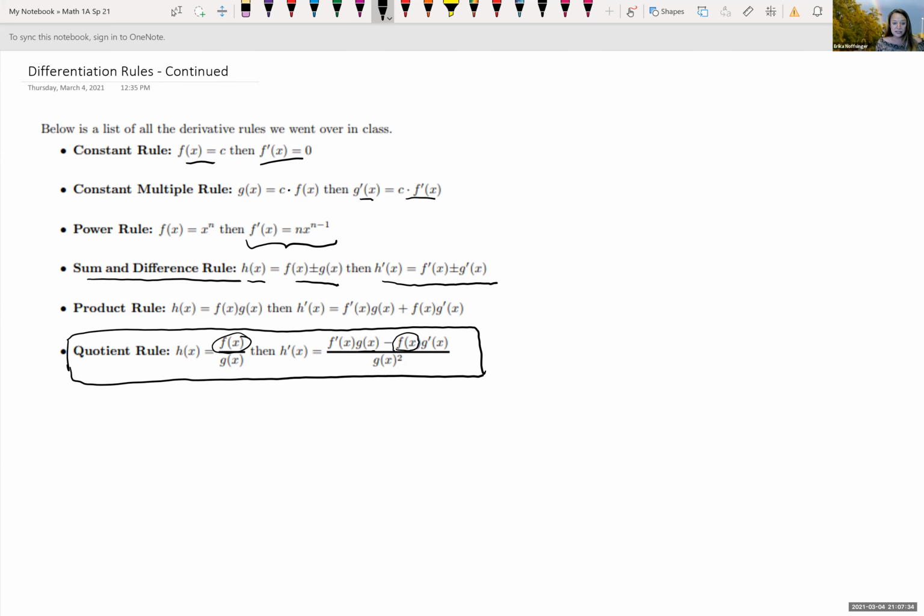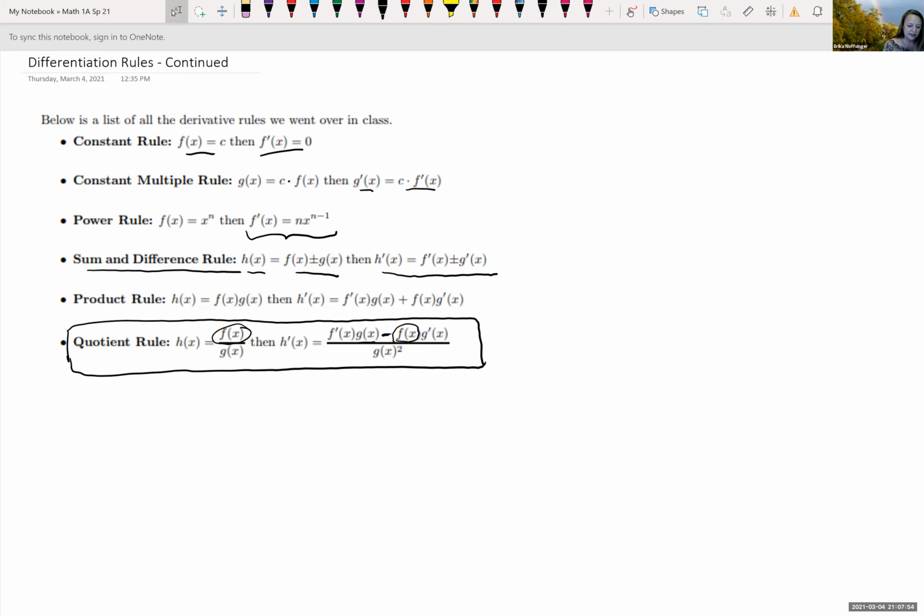Okay, so order does matter in that numerator. We have to take the derivative of the numerator first, times the denominator, minus the numerator times the derivative of the denominator. In the product rule, order didn't matter which one you took the derivative of first, but we have this minus sign here, and so that does affect things. Let's look at the proof of that.